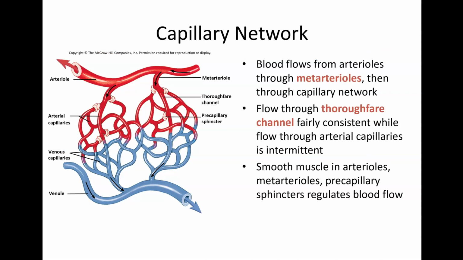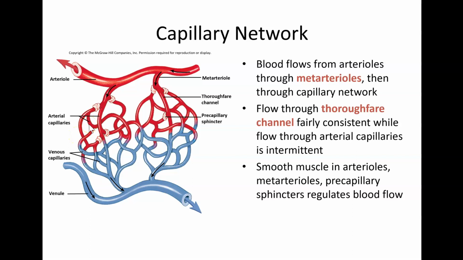A bit more on our capillary network now. The way that blood is going to flow is first it's going through the arteriole here, and then it goes through a meta-arteriole, and then through what we call the capillary network. We can have blood flow through what we call the thoroughfare. So this is the main route of moving through to our venule. But what we really want is blood to flow all throughout this network so we can slow the blood down and really exchange our nutrients and waste products with the tissue.